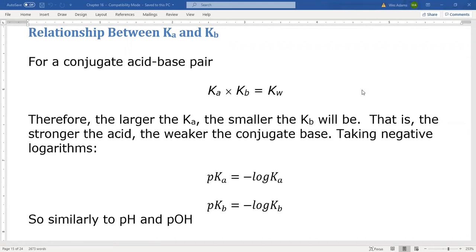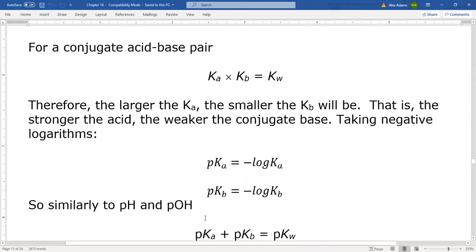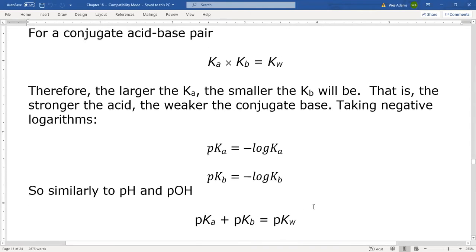Very similar to pH and pOH, we can have a pKa and a pKb, where the formulas look very similar. Negative log of Ka is equal to the pKa. Negative log of Kb is equal to the pKb. And we can say the pKa plus the pKb equals the pKw, which is 14. So the pKa and the pKb will add up to be 14.